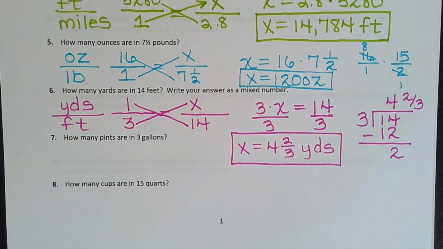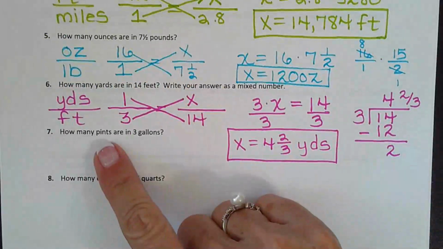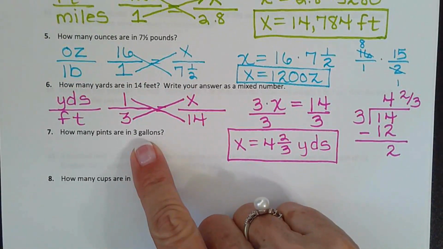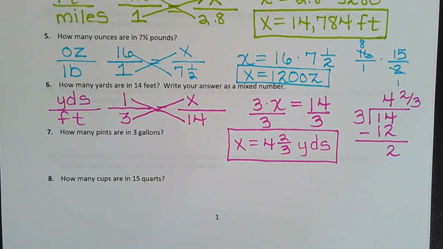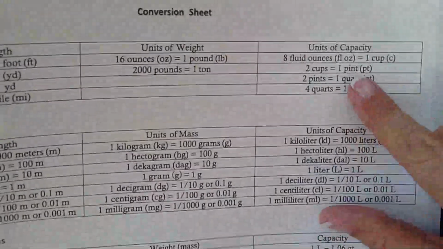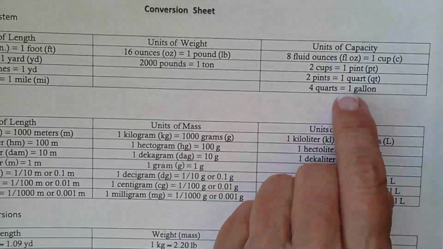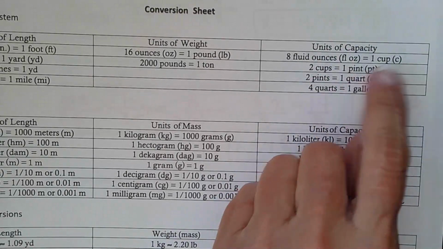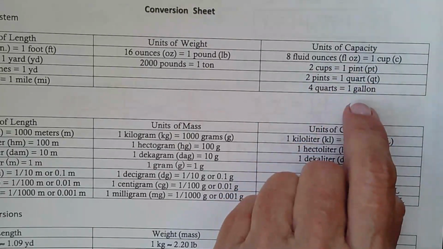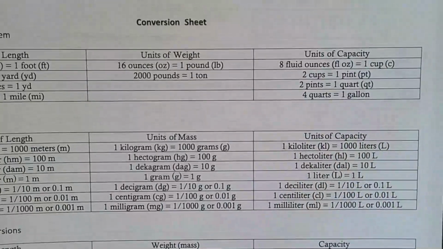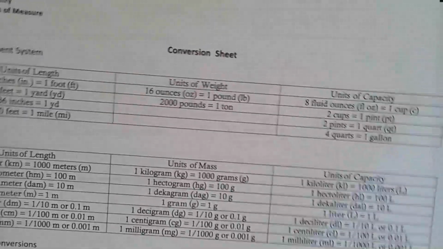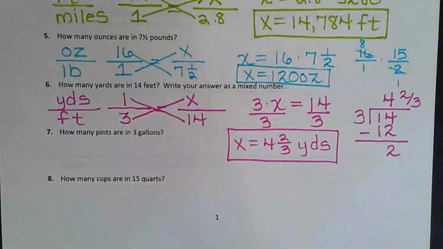Okay, so next we have pints and gallons. When we look at the formula sheet though, we go, oh wow, that's weird. There's no pints to gallons. So that's where Gallon Man comes in.